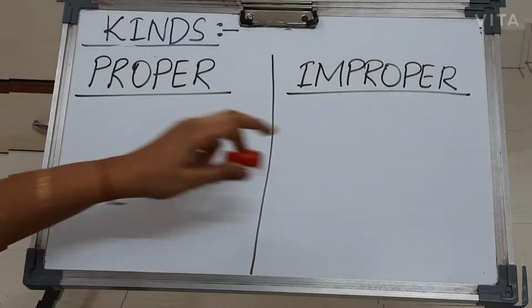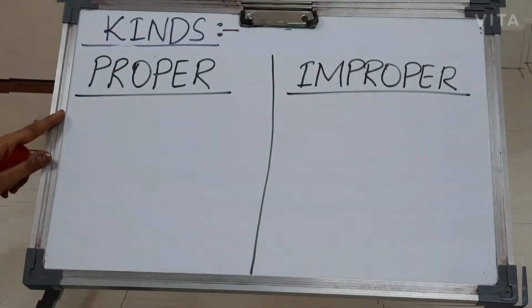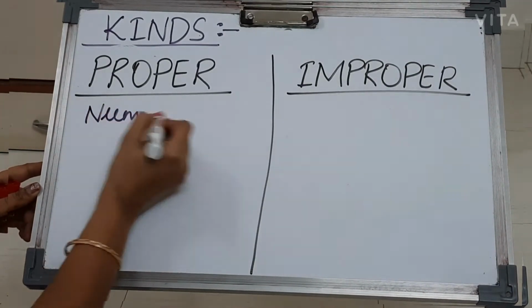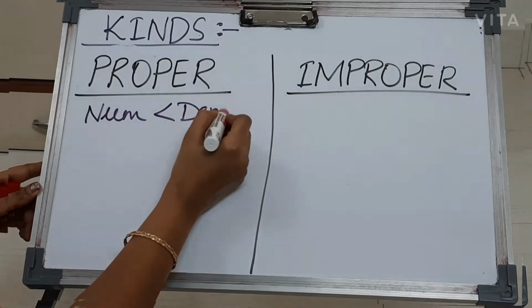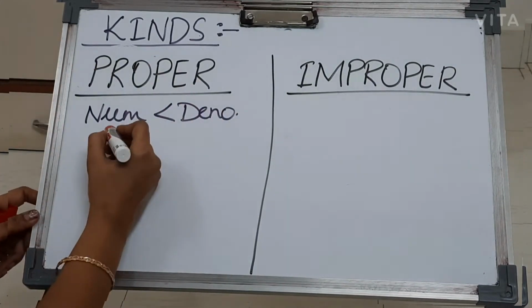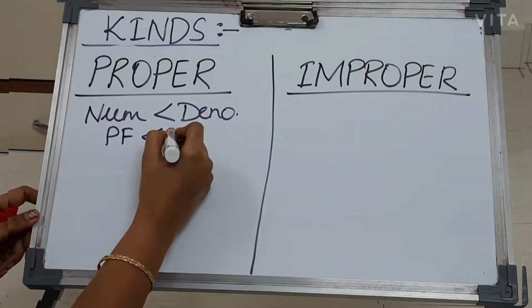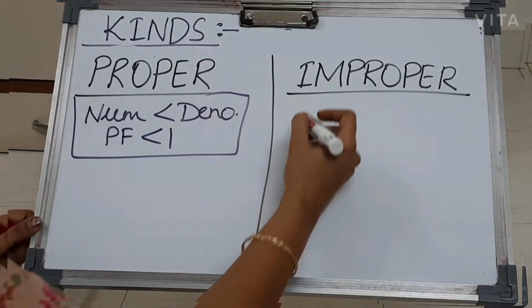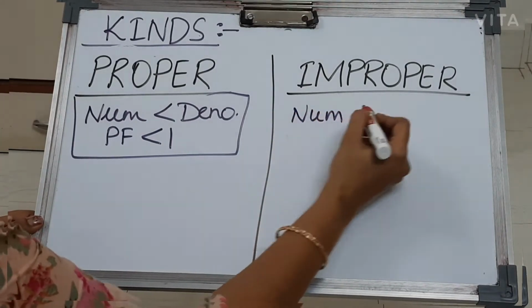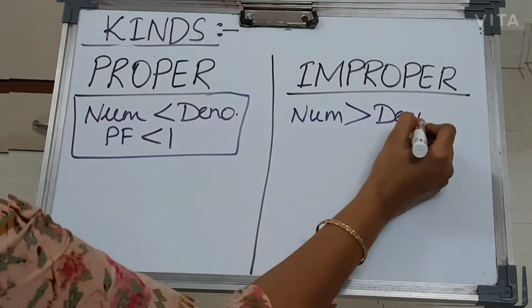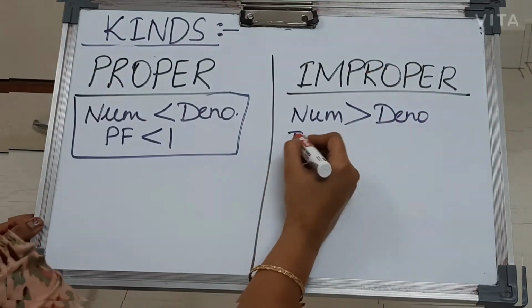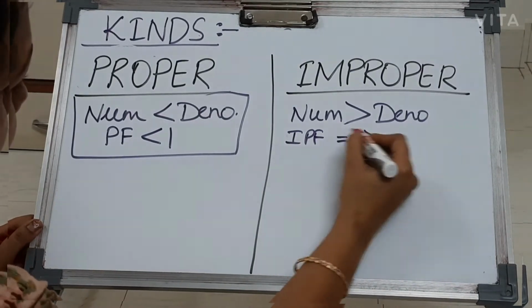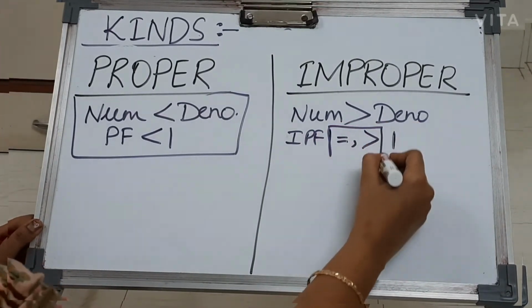So what is a proper fraction and an improper fraction? A proper fraction is a fraction in which the numerator is less than the denominator. Further, a proper fraction is always less than 1. This is the true concept for the proper fraction. And for the improper fraction, the numerator is greater than the denominator, and an improper fraction is equal to or greater than 1. This is the main thing here.